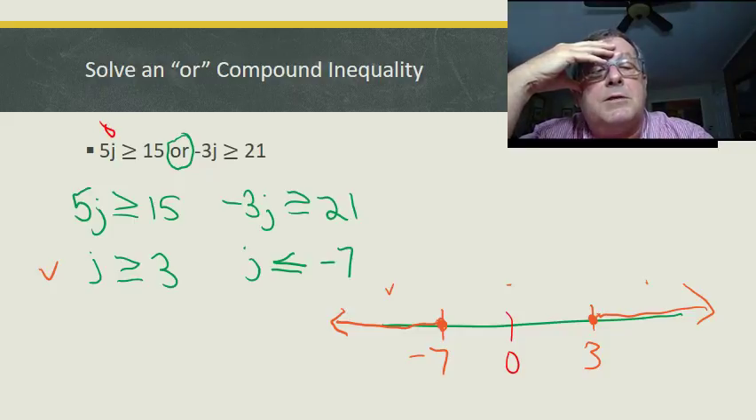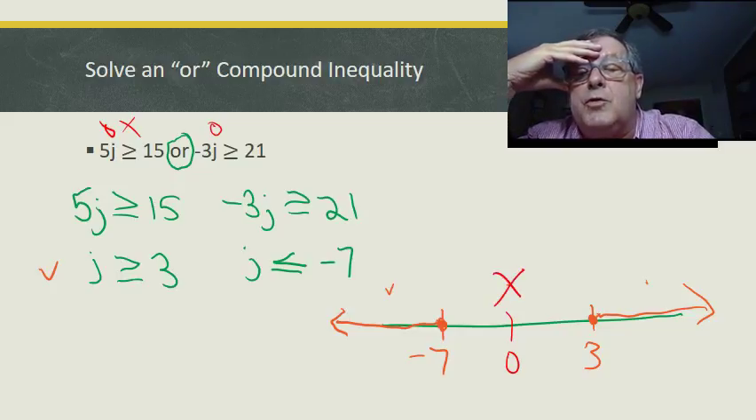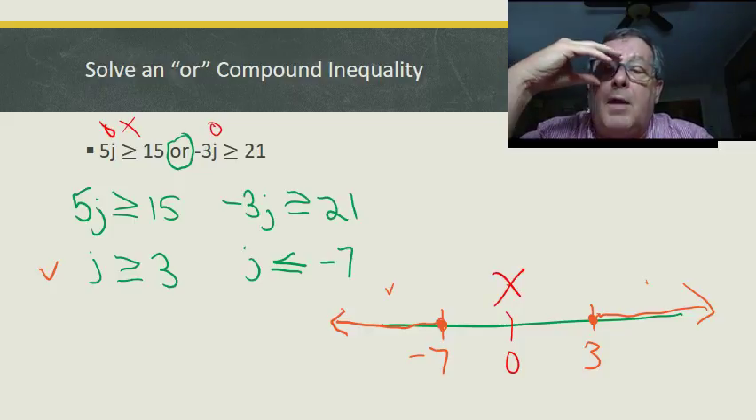well, 5 times 0 is 0, and 0 is not greater than 15, so that's not true. And if I plug in 0 for j right here, well, negative 3 times 0 is 0, and 0 is not greater than or equal to 21, and so neither of those is true, and that's why it's left blank.